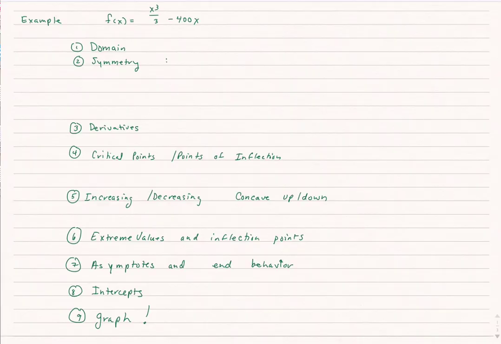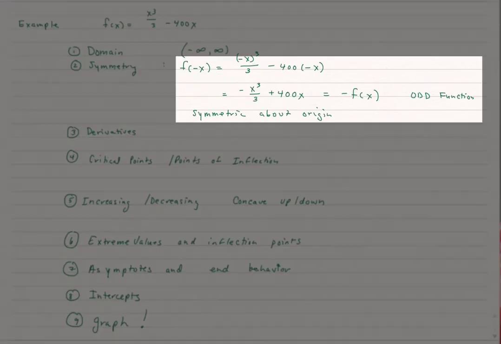Let's do this example. f of x equals x cubed divided by 3 minus 400x. The domain for this function, it doesn't look like there's any limitation, so my domain will be negative infinity to infinity. To look at symmetry, I plug in negative x for f of x, and when I do that, I find that the function f of negative x is equal to negative f of x. That means this is an odd function. It will be symmetric about the origin.